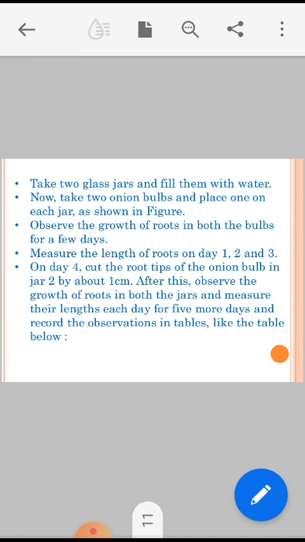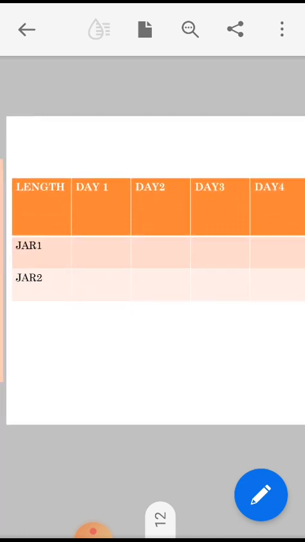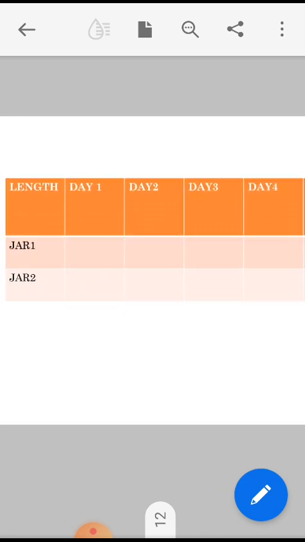Now I'll show you the table, how you have to write in it. As you see in this table, you can see the length in jar 1 and jar 2. Here in the columns you are given day 1, day 2, day 3, day 4 and day 5. So measure the length and keep on comparing for 5 consecutive days. Now you have to record your observation.